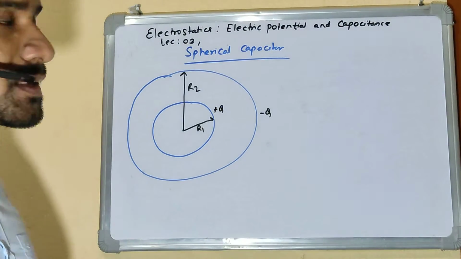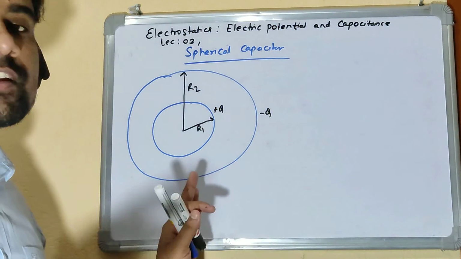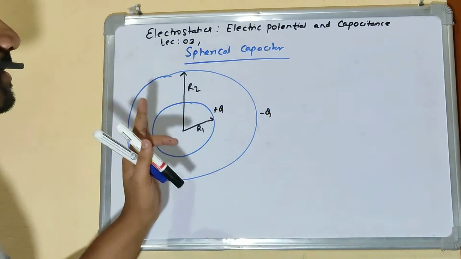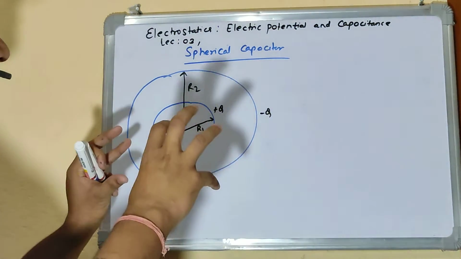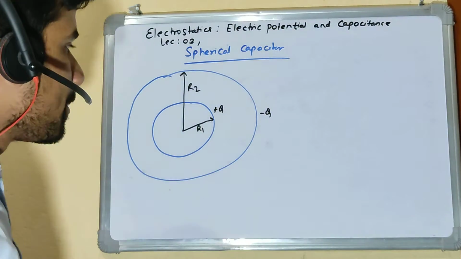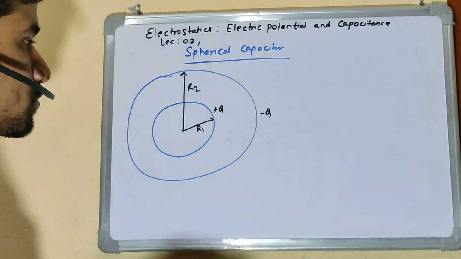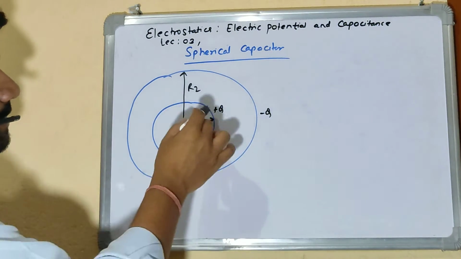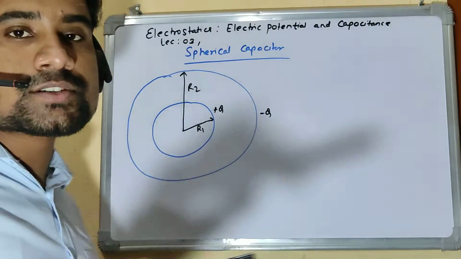So we discussed the capacitance of a parallel plate capacitor. Now let's discuss the capacitance of a spherical capacitor. Spherical capacitors are nothing but concentric hollow or solid spheres separated by some distance. Since they are concentric, they have a common center, but there is a gap between the two. The inside sphere has a charge plus q, and the outside sphere has a charge minus q.